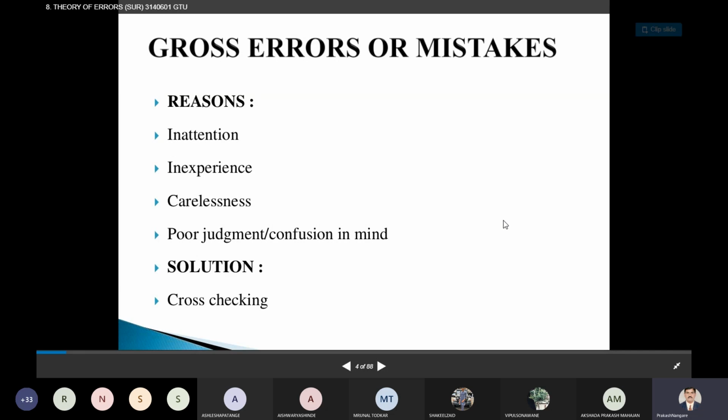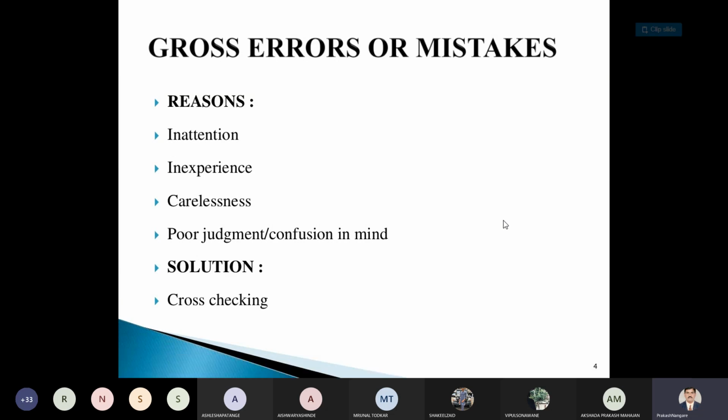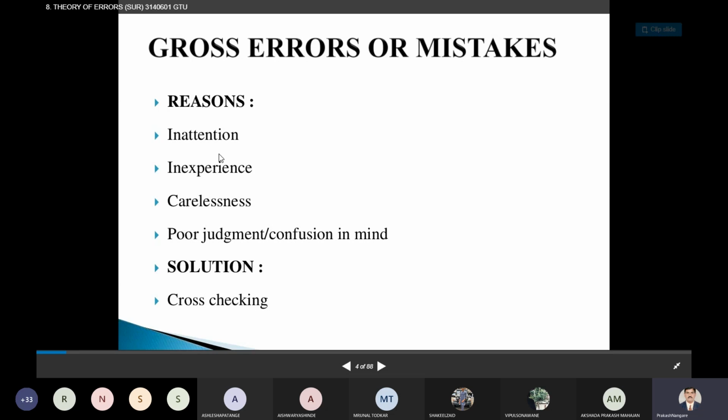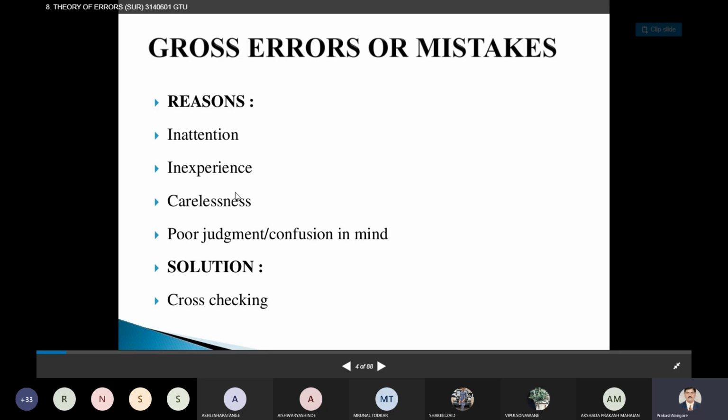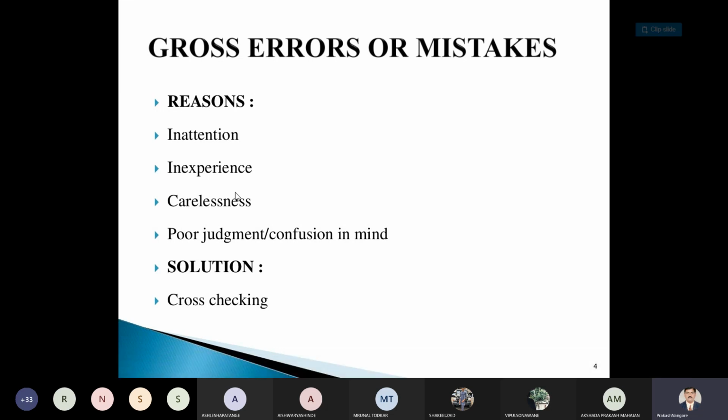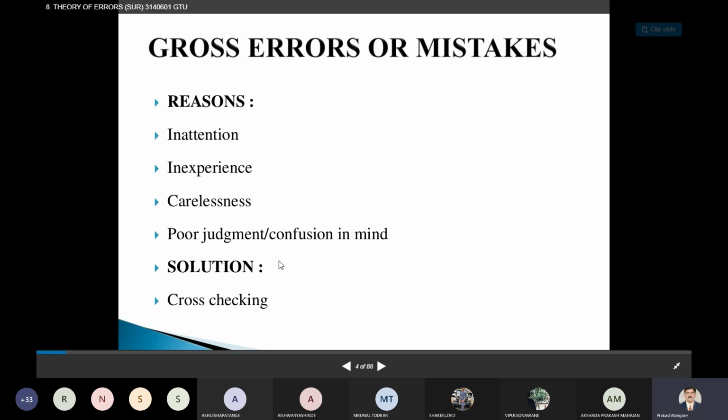Now the reasons behind the first error, the mistakes: inattention is the first, inexperience of the observer, carelessness, that is a casual approach to the observations, poor judgment, or confusion in the mind about which observations you need to take down. Then there is the solution, how to rectify those mistakes. For that we do cross checking. That means a check line has to be set out for every project, and with the help of the check line and check base, you need to correct those observations.